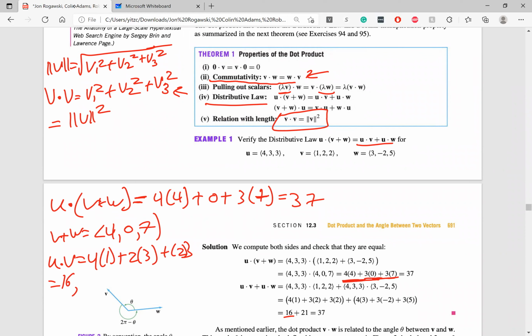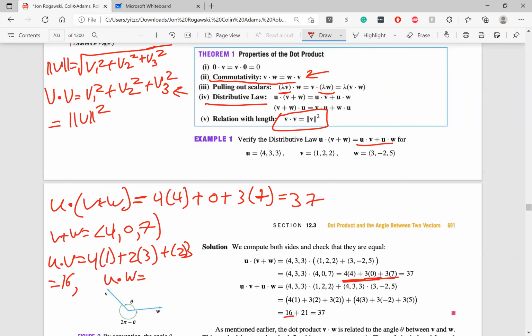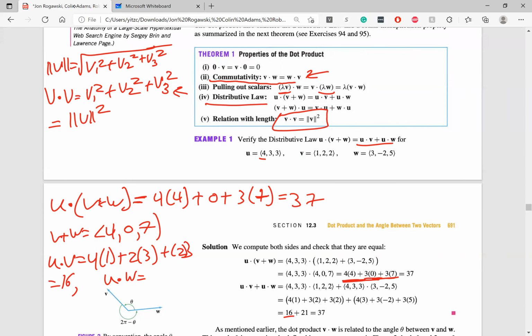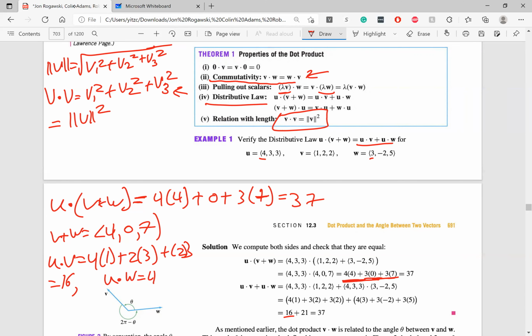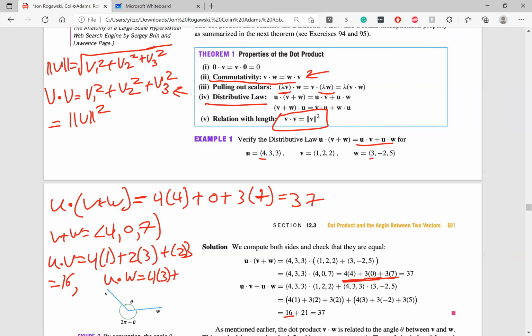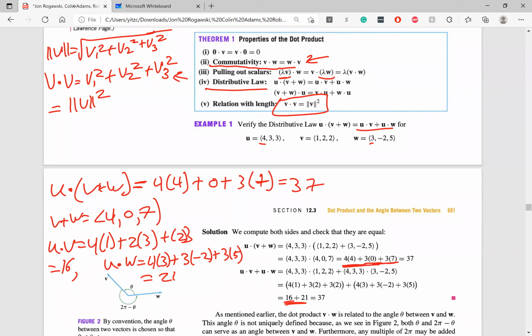And then for the other side, what is u dotted with w? u dotted with w is 4 times 3 plus 3 times -2 plus 3 times 5. And this gives us 21. So you add them, 16 plus 21, and you get 37. Okay? Questions?